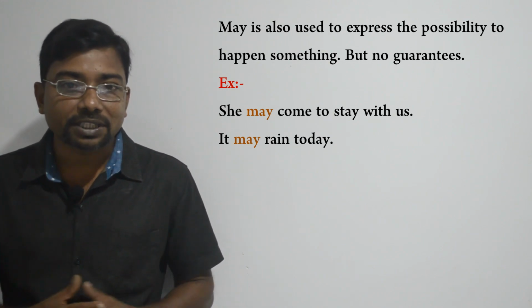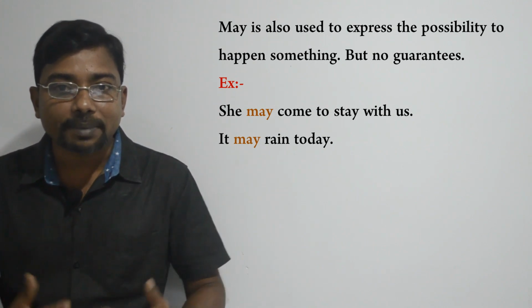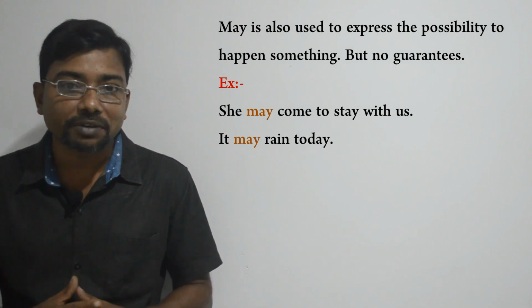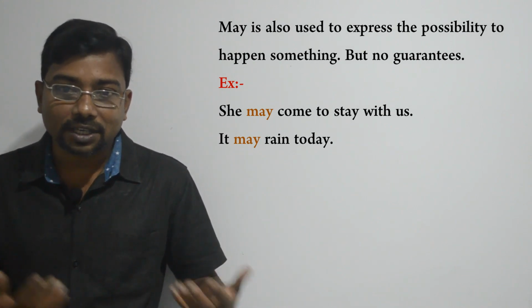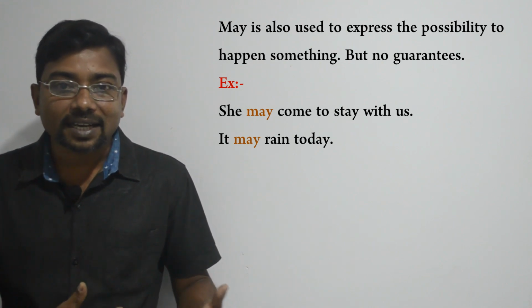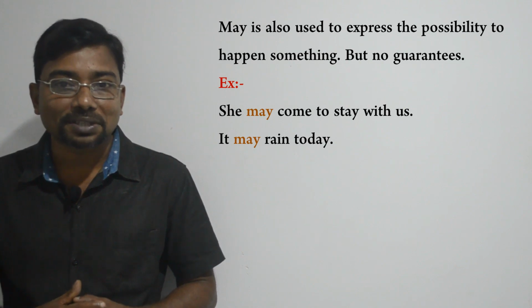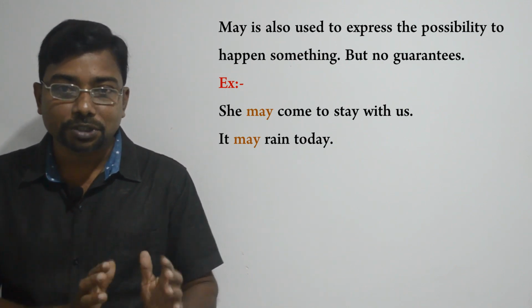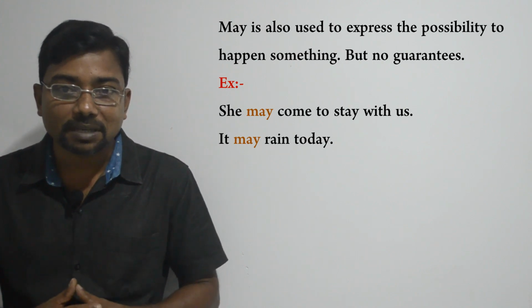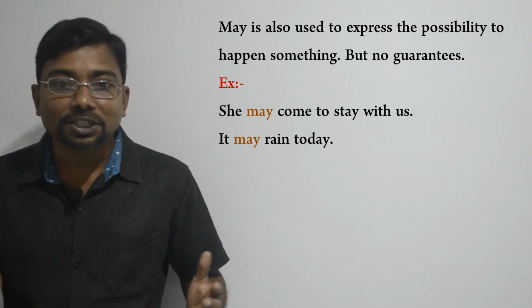Look at the first example. She may come to stay with us. Here we use may to talk about the possibility of something happening. It means probably she will come to stay with us this evening, but not sure, not 100% sure. We cannot guarantee that she will come. May indicates the possibility of something happening. Look at the next one. It may rain today. Here also we use may to talk about the possibility of something happening. There is a chance of rain today, but not sure.